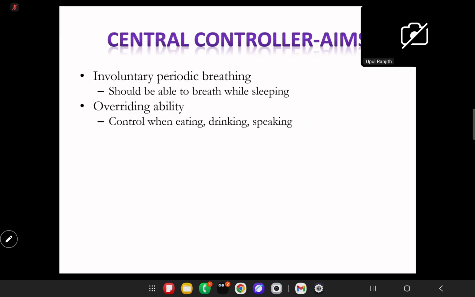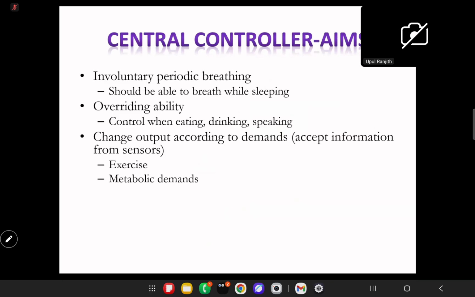Involuntary periodic breathing. Then you have to have the overriding. That is also involuntary actually. Involuntary overriding. While I am talking, my respiration is controlled according to the words I am putting out, right? So that is overriding ability. That is again involuntary overriding. So control when eating, drinking, speaking. It will just fit into the requirement.